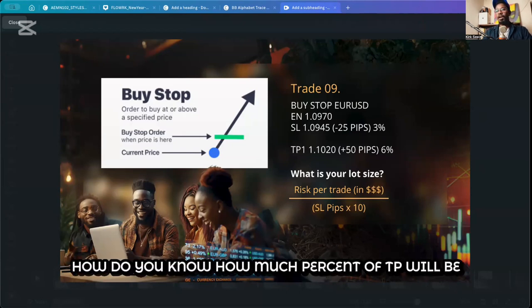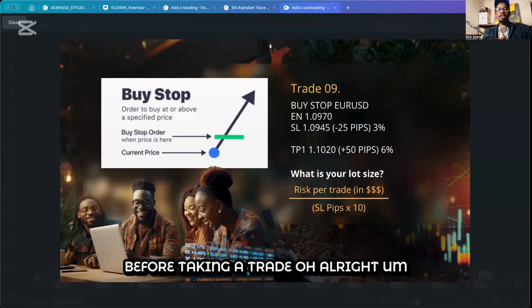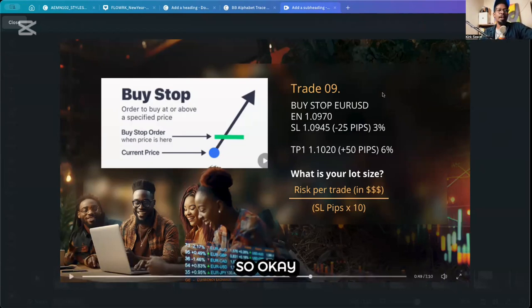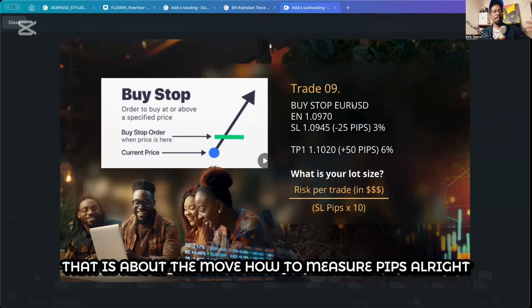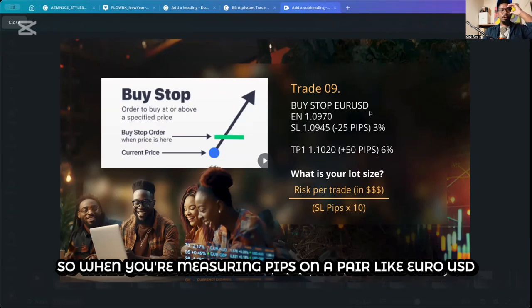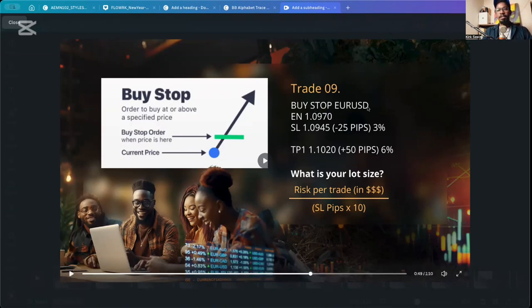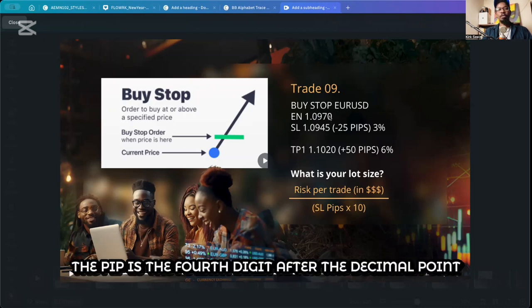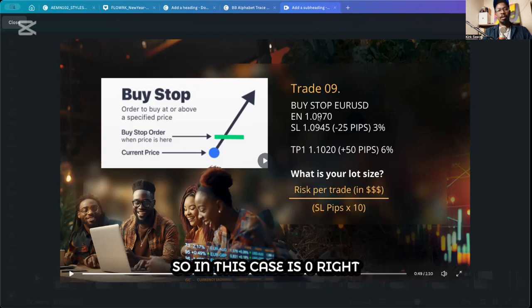How do you know how much percent the TP will be before taking the trade? Oh, all right. So that is about the move, how to measure pips. That's a great question. When you're measuring pips on a pair like Euro USD, the pip is the 4th digit after the decimal point. So in this case, the 0 is going to be the pip.